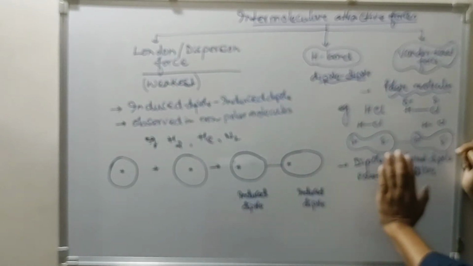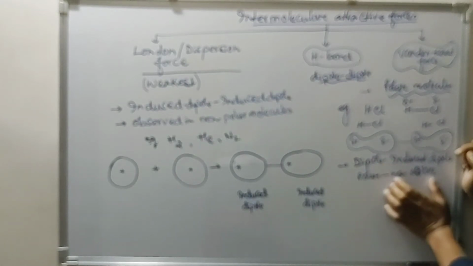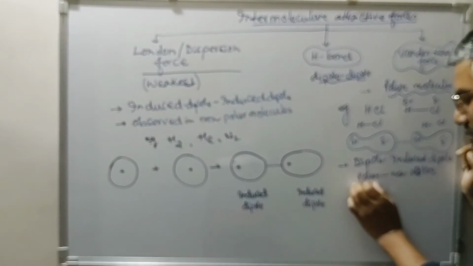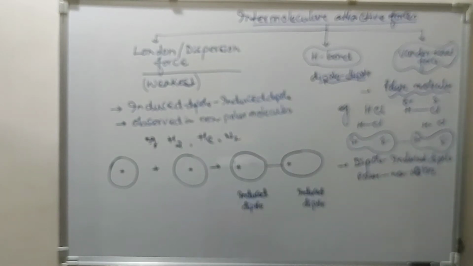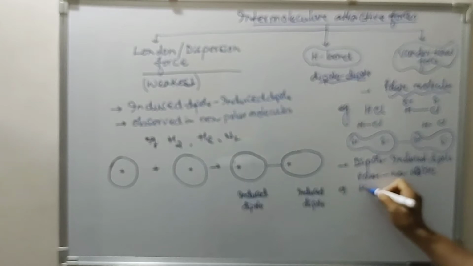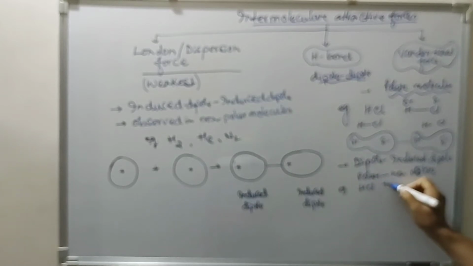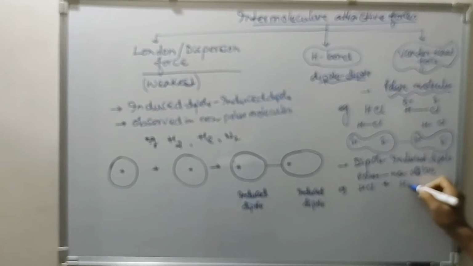In the absence of the polar molecule, the non-polar molecule is not polarized. But in the presence of the polar molecule, a temporary polarity is introduced, and between these two there is an attractive force known as dipole induced dipole type. Take this example: HCl plus H2.